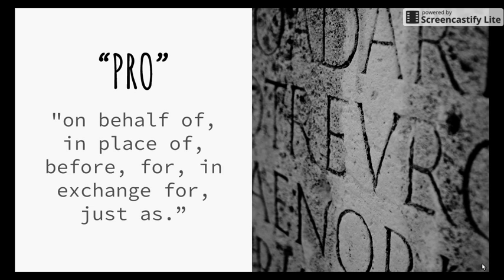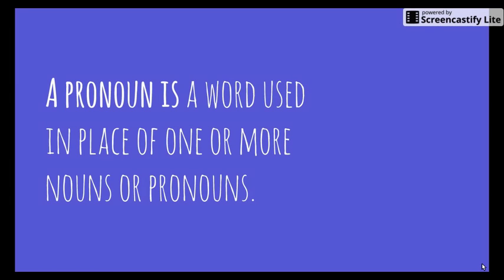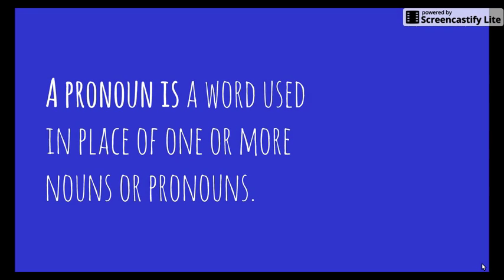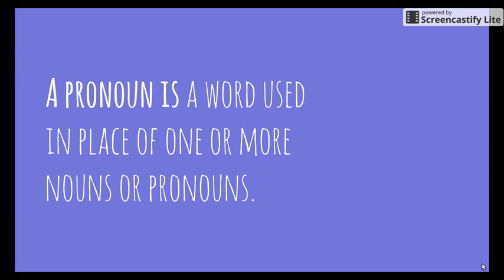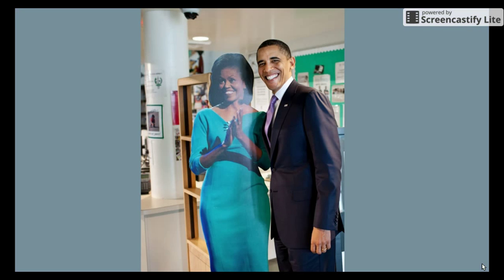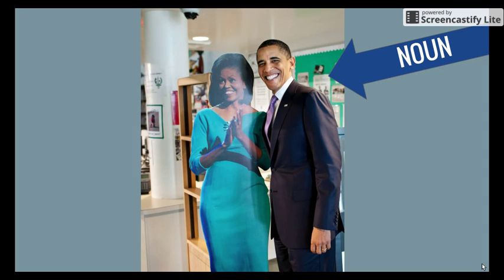Another word with pro in it is the word proxy. The word proxy names someone who does something on behalf of someone else. Like when you don't want to break up with somebody, so you get your friend to do it for you, your friend is acting like your proxy. Pronouns are very similar. A pronoun is a word used in place of one or more nouns or pronouns. It's kind of like a cardboard cutout of someone. It's not the real thing, but it represents the real thing.